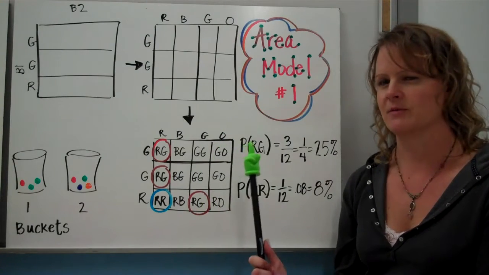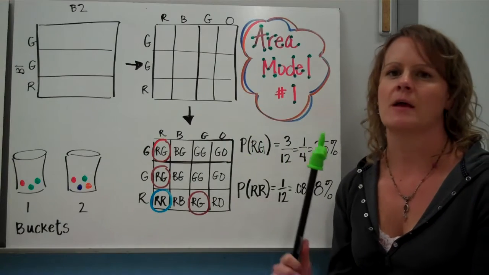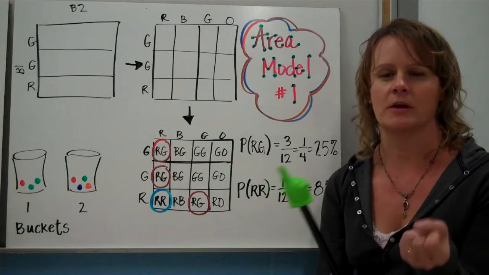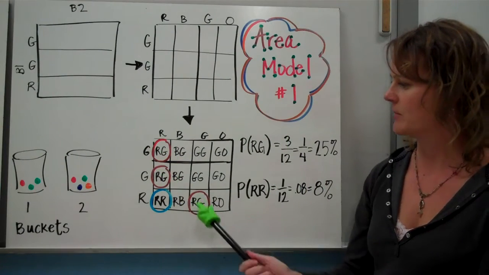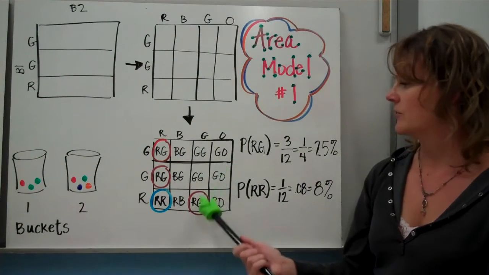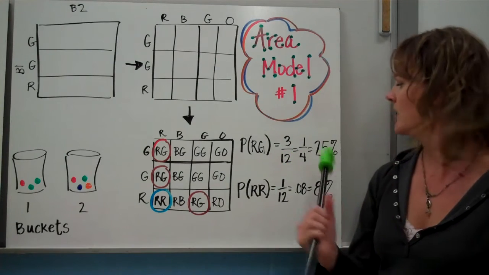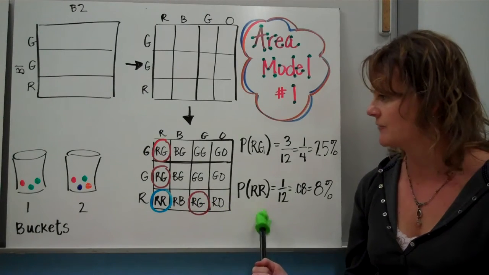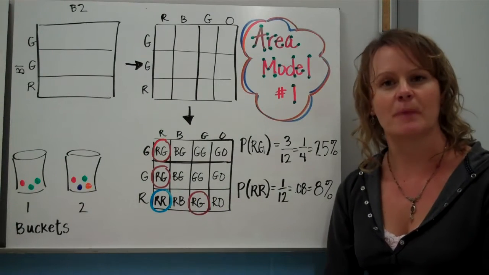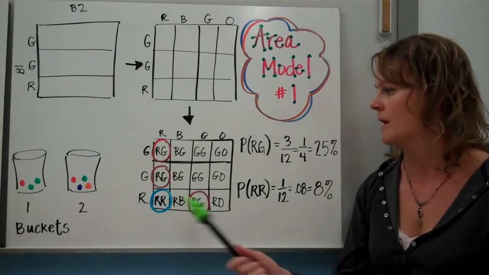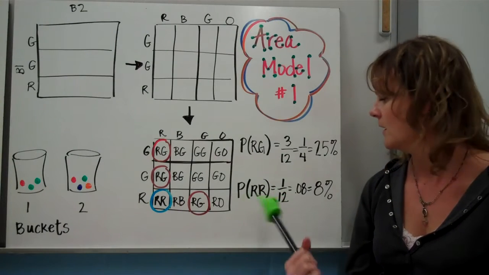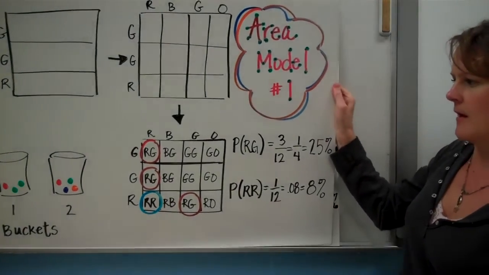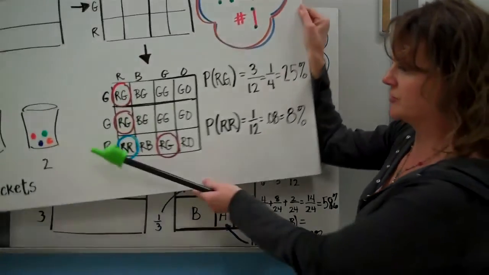So I just came up with a couple of examples. The probability of drawing a red-green, of ending up after the 2 draws with a red marble and a green marble in your hand, can happen 3 different ways here. So there are 3 outcomes out of 12 that would result in that, which is also known as 1/4 or 25%. The probability of drawing a red out of each bucket, so a total of 2 reds, is just 1 chance out of 12, which is about 8%. So that's the first example of how to use an area model to analyze situations.